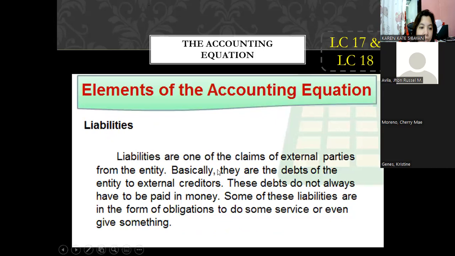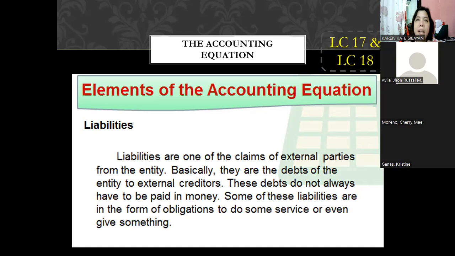Yeah. So, liabilities. So, pag sinabi mong liabilities, usually ito yung mga obligations mo na kailangan bayaran. Ito yung mga utang mo na kailangan mong bayaran. Okay? So, of course, these are one of the claims of external parties from the entity. Basically, they are the debts of the entity to external creditors. So, these debts do not always have to be paid in money. Remember, we have what we call credit card. Okay? Some of these liabilities are in the form of obligations to do some service or even give something.